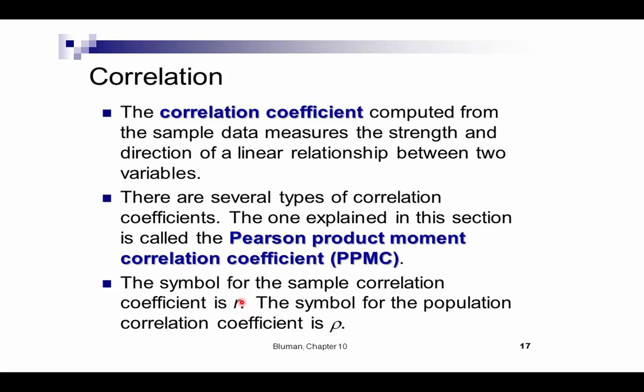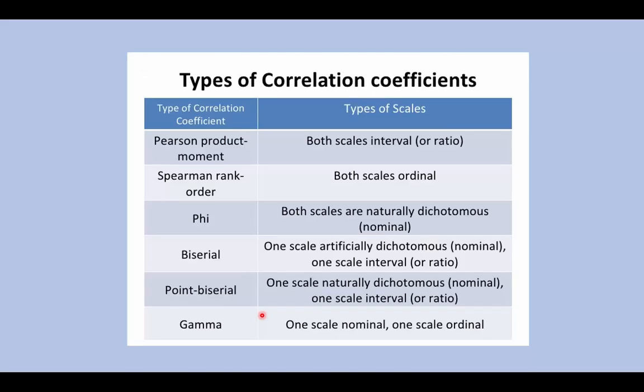When we calculate this coefficient, we use the small letter r to represent the correlation coefficient that's calculated for a sample. When we're talking about the entire population, they'll use the Greek letter rho. For our applications, we're going to use the letter r when we talk about correlation coefficients.